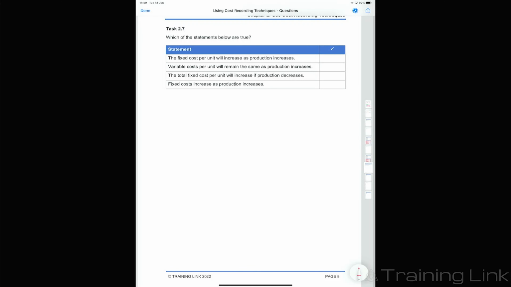Next, which of the statements below are true? So we've got the fixed cost per unit will increase as production increases. That is not true.